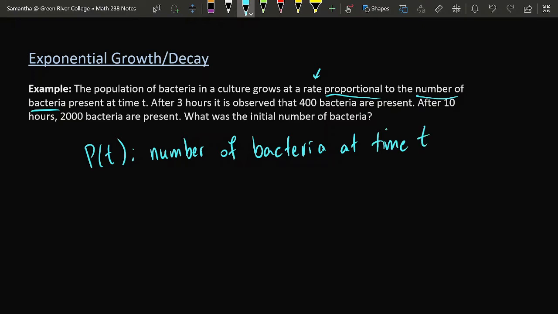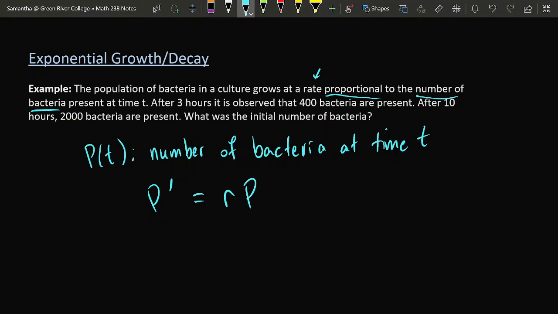And if I translated what they just said to me into a mathematical sentence, I would say that the rate of change of population, what we would call the derivative of population, P prime, is proportional to, so it's equal to, a constant r times the population.